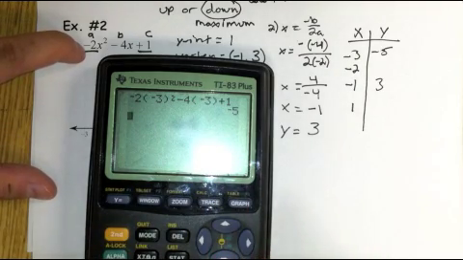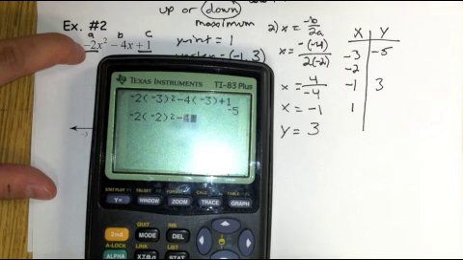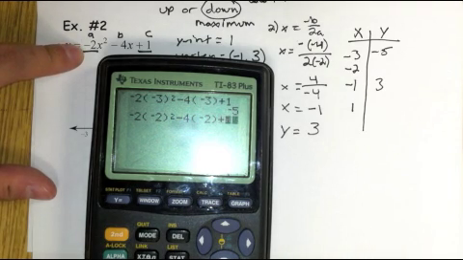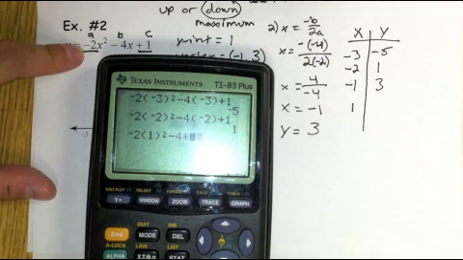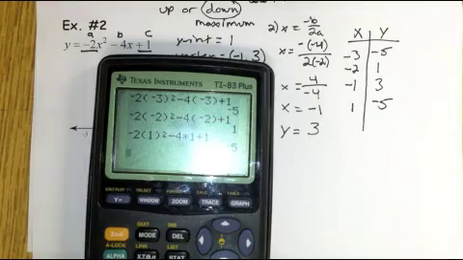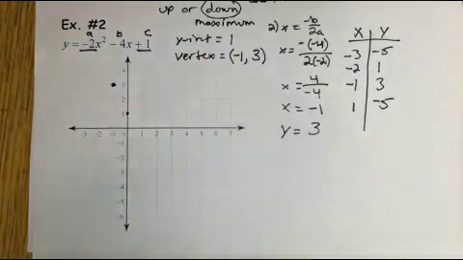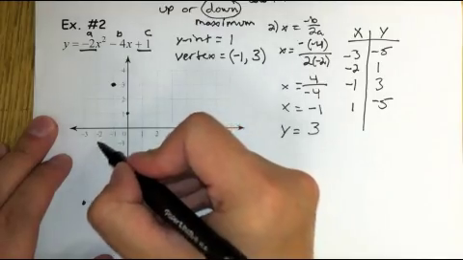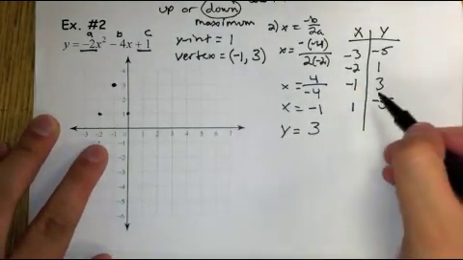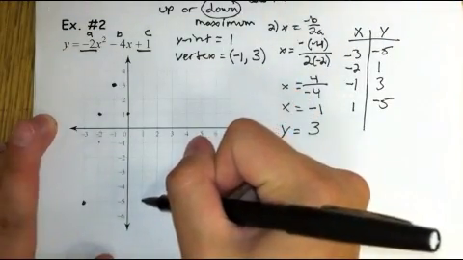Use those parentheses. Okay, negative 2, plug in negative 2 squared minus 4, open parentheses, negative 2 plus 1. I get 1. One more, negative 2, open parentheses, 1 squared minus 4 times 1 plus 1. I get negative 5. Let's go ahead and plot those. Negative 3, negative 5. Negative 2, 1. Oops, sorry. Okay. 1, negative 5.